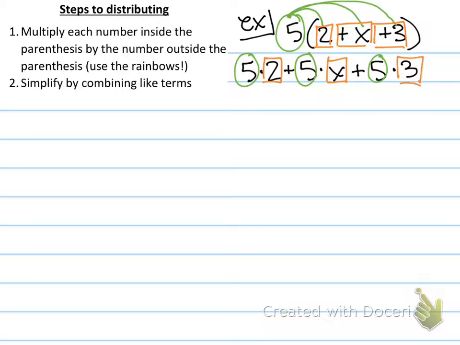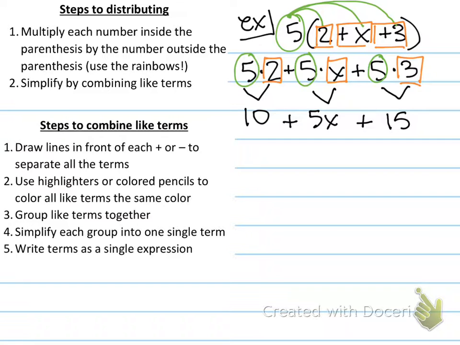And now I'm just going to go through and multiply the terms together. 5 times 2 is 10. 5 times x is 5x. 5 times 3 is 15. And I can attach all of those together with plus signs. So now I have an expression, and I can simplify this by combining like terms.